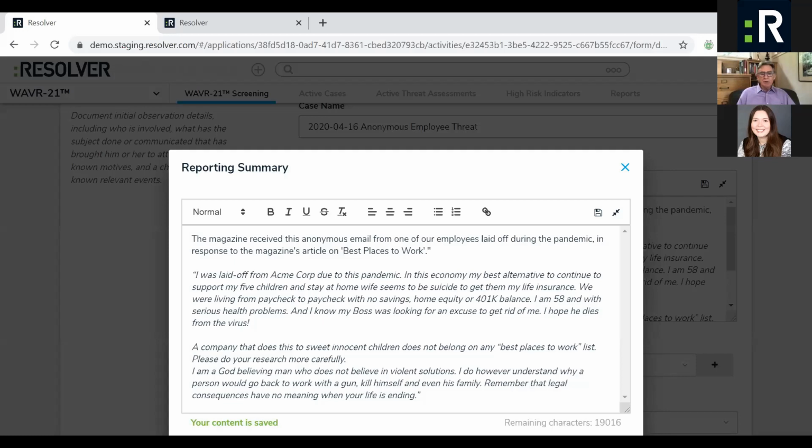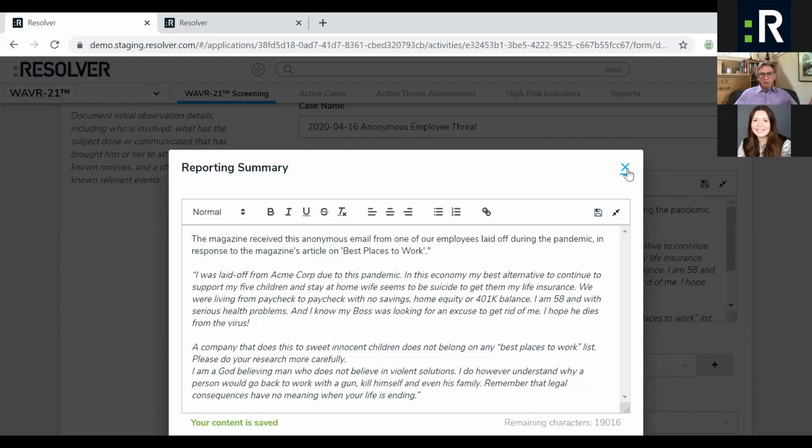A company that does this to sweet innocent children does not belong on any best places to work list. Please do your research more carefully. I'm a God-believing man who does not believe in violent solutions. I do, however, understand why a person would go back to work with a gun, kill himself, and even his family. Remember that legal consequences have no meaning when your life is ending. Now, it's not rocket psychology to see that this is a concerning email.